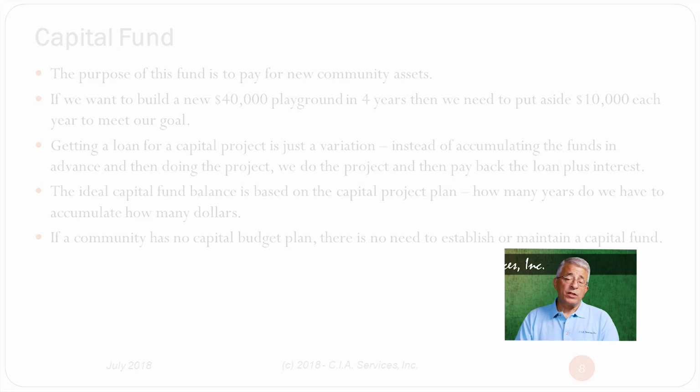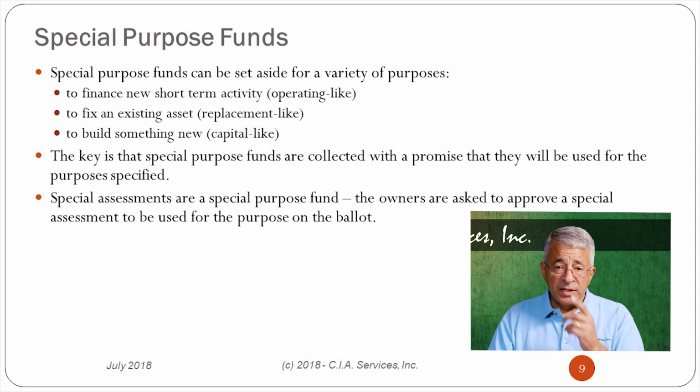The last of the four are special purpose funds. And special purpose funds are exactly what the name implies. It's money that you're setting aside for a particular purpose. The purpose could sound like an operating fund. So you could be putting money aside for, let's say the board decides, we need to get some security in the community. Security is normally an operating expense. But we don't have the funds to do it, but we have a security problem. Let's go ahead and ask the owners maybe to approve a special assessment to add security to the community until we can raise the assessments and support it that way. So that's kind of operating like.